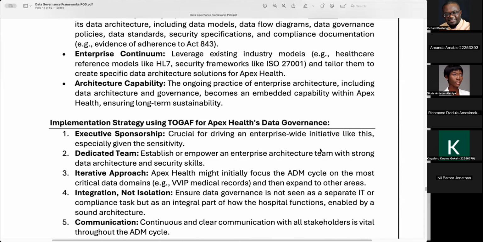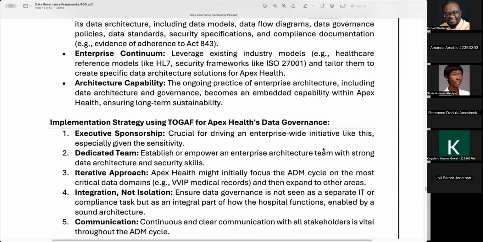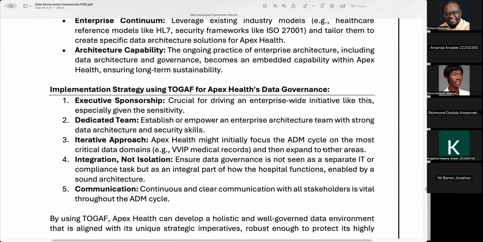So, implementing TOGAF successfully at Apex Health would require strong executive sponsorship, like all frameworks, really. A dedicated team with a mix of business, data, security, and technical architecture skills, likely taking an iterative approach starting with the most critical VVIP data domains, ensuring data governance is truly integrated into all hospital planning and operations, not seen as a separate silo, and continuous, clear communication with all stakeholders throughout the process.